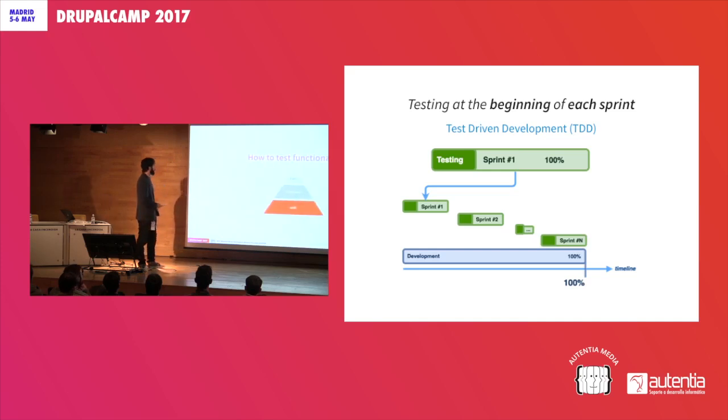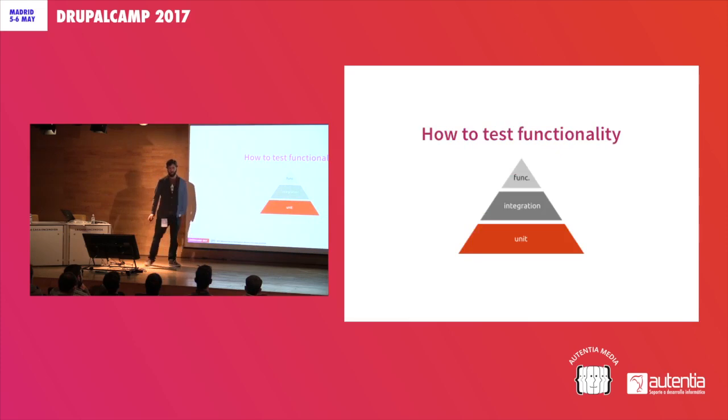So how are we testing functionality? Of course, I think that everyone knows about this pyramid, about unit, integration, and functional tests. And this is a pyramid because on the unit level, the deepest level, we are going to test everything more deeply. But on upper levels, we are going to test less. And we are getting closer to the business logic, okay?